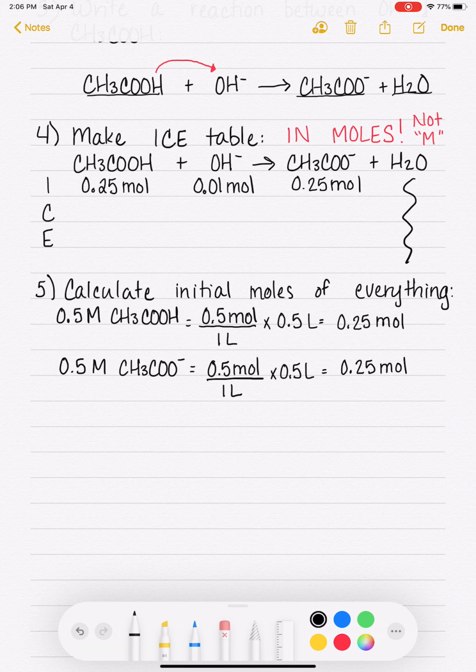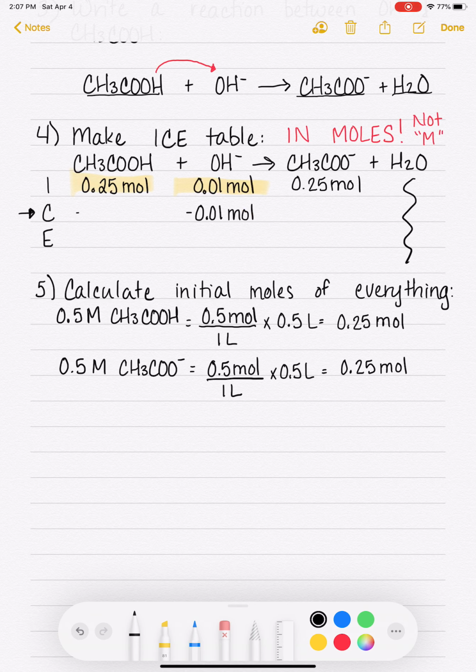So we've got our ice table set up. Now we have our change. How much is going to react? In this situation, for our change, we're just looking for the limiting reactant. What is the thing of our reactants that we have the least of? We have the smallest amount of the hydroxide, and it is all going to react completely.